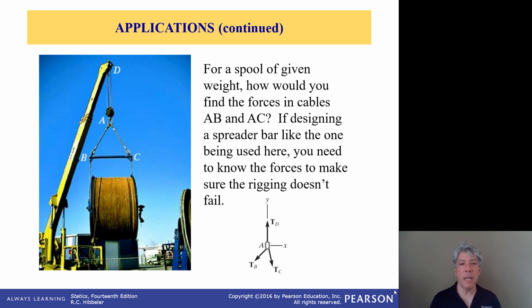So what about the ring itself? What about the ring at A? Well, there's tension pulling up. Now the tension TD, that force indicated in the figure with the coordinate system, would certainly be equal to the weight of the spool being held. But TB and TC would be the tension in cable AB and AC respectively, and we'd like to know the magnitude of those two forces so that the cabling assigned for AB and AC will be adequate to support whatever load it experiences.